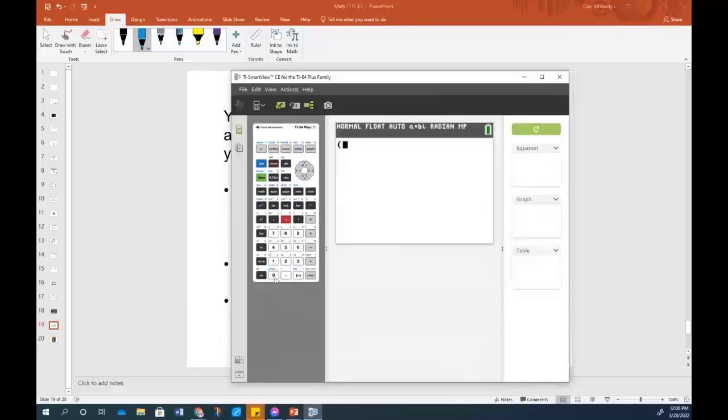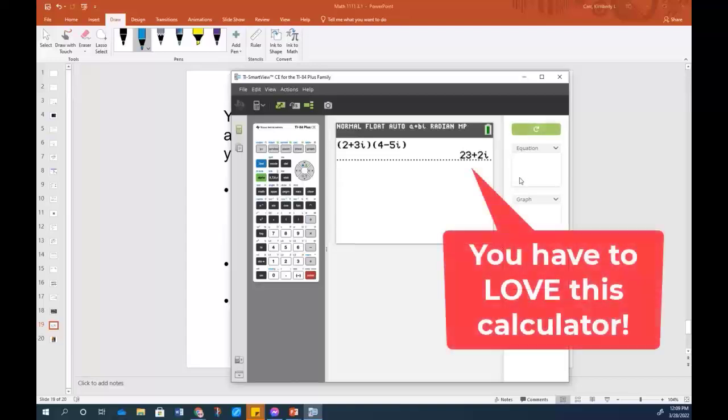So watch this sort of work. If I needed to do 2 plus 3i, second decimal, let me type that in. And then I can go 4 minus 5, second decimal, brings an i. So now I've got two complex numbers I want to multiply, and I hit enter and it simplified it for me.